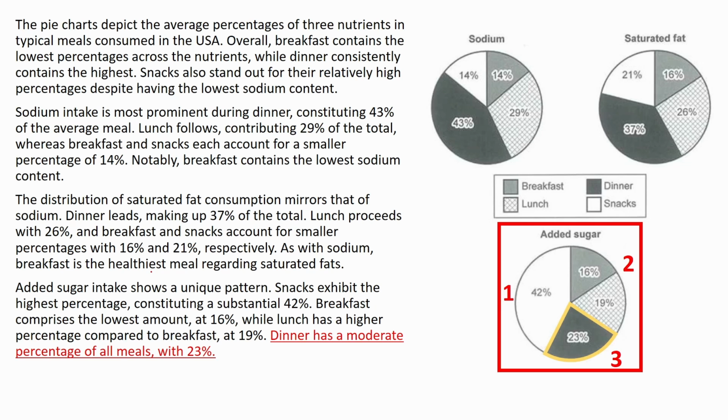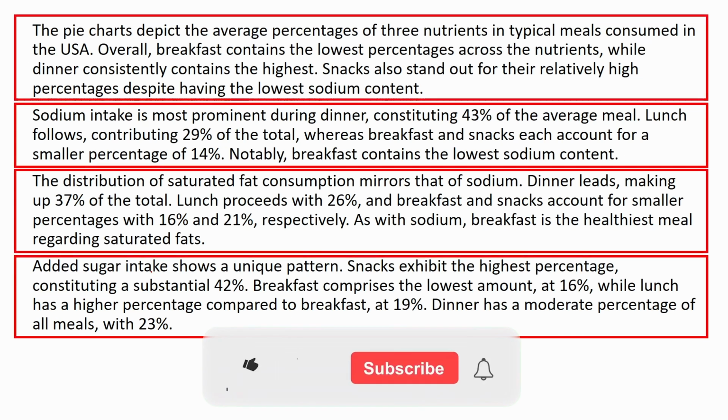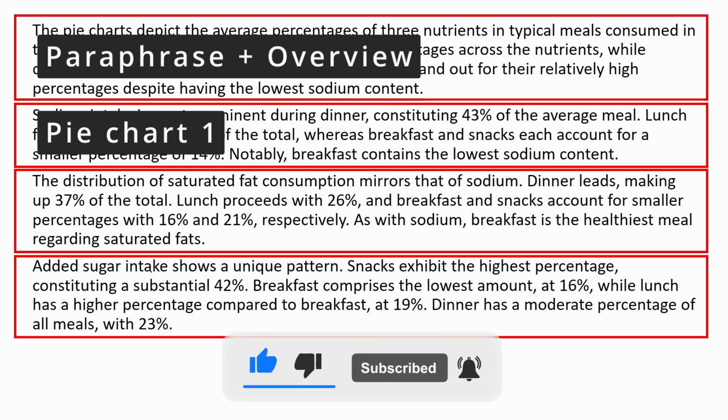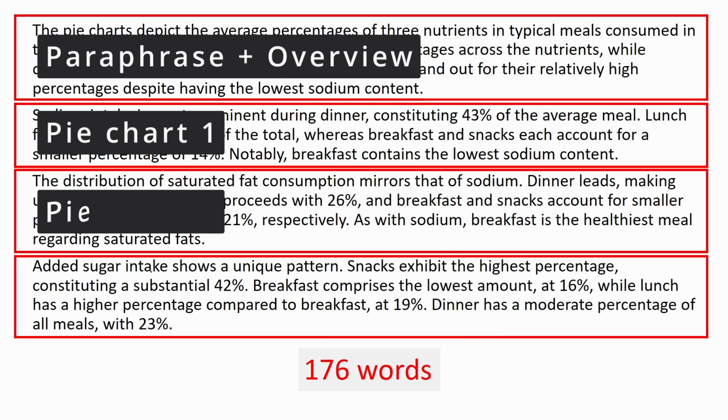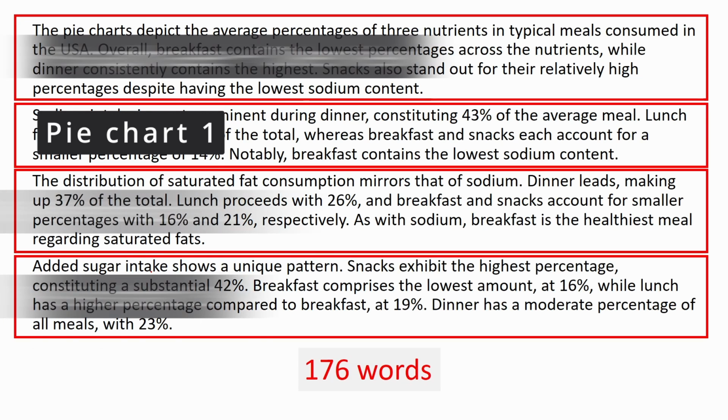So I wrote 176 words for this essay and I organized it in 4 paragraphs. In the first one, I paraphrased the statement and wrote the overview. In my first body paragraph, I described the first chart. In the second one, I described the second chart. And in the last one, I described added sugar, the last chart. So I dedicated 1 paragraph to each chart.